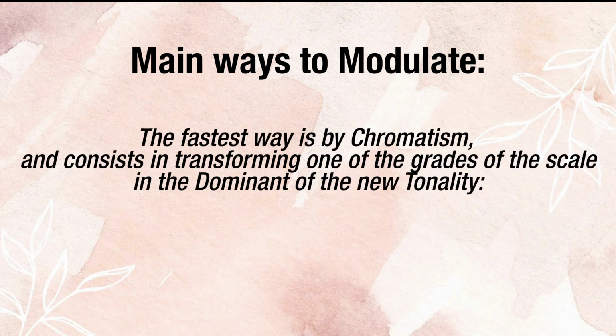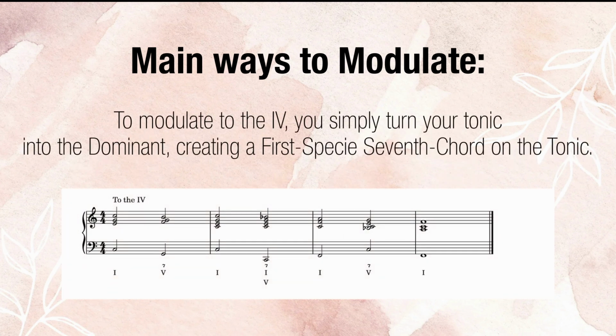The fastest way is by chromatism and consists in transforming one of the grades of the scale into the dominant of the new tonality. To modulate to the fourth, you simply turn your tonic into the dominant, creating a first species 7th chord on the tonic.